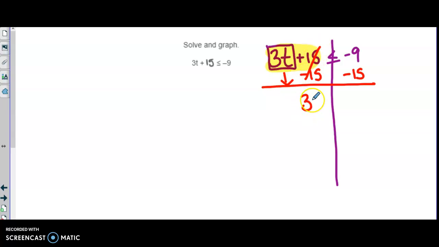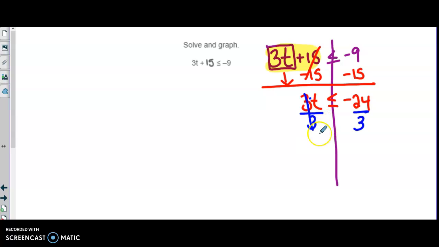I'm going to bring my 3t straight down. The symbol stays the same. The only time you flip the symbol is if you multiply or divide by a negative. And then I get -24. Now I'm still trying to isolate the t or get t by itself. Right now I have 3 times t. The opposite of multiplying is dividing, so I'm going to divide each side by 3.